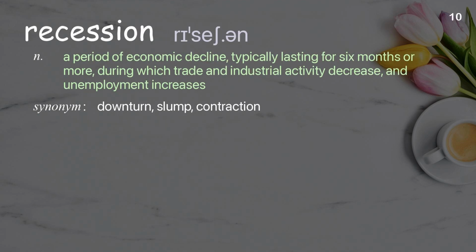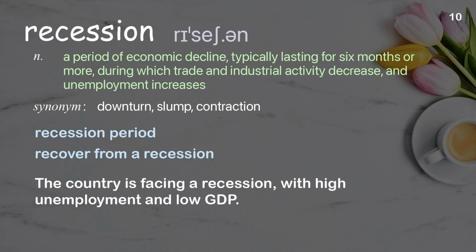Recession. A period of economic decline, typically lasting for 6 months or more, during which trade and industrial activity decrease, and unemployment increases. Examples: Recession period. Recover from a recession. The country is facing a recession, with high unemployment and low GDP.